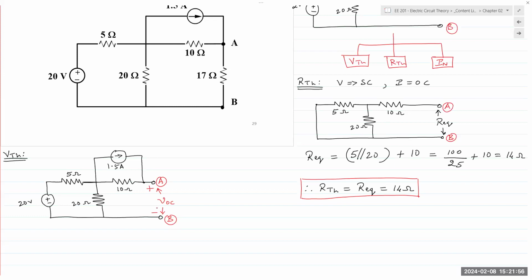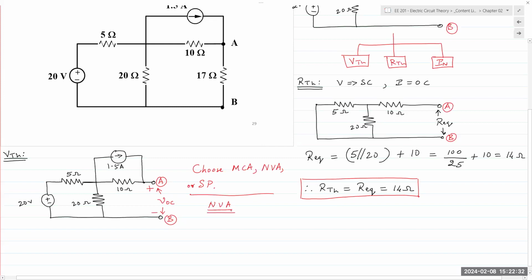Now, at this point, you can choose which analysis technique you wish to use. You can choose mesh current analysis, node voltage analysis, superposition, or anything else that strikes your fancy. So let's see. Just for the heck of it, I'll choose node voltage analysis. But you are free to choose whichever technique you wish. I'm going to solve this with node voltage.